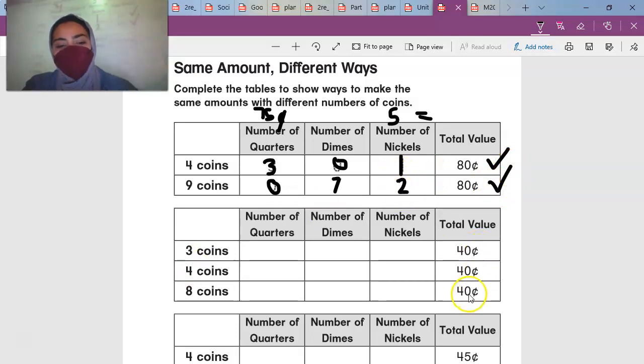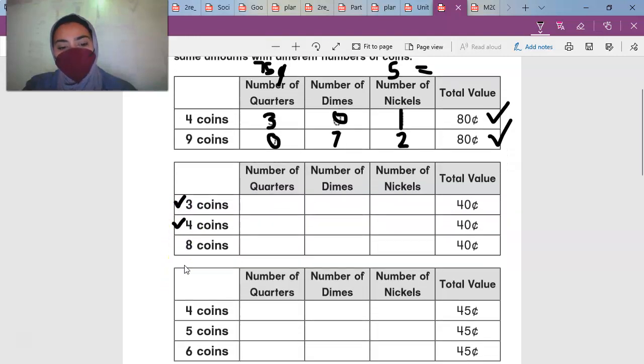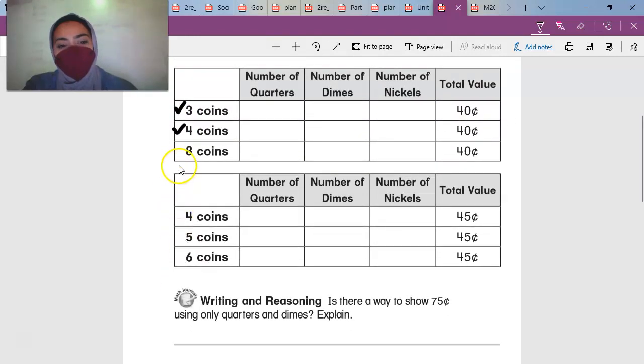They want you to make 40 cents 3 different ways. But the trick is, the first way you can only use 3 coins, the second way you can only use 4 coins, and the third way you can only use 8 coins. Let's talk about one of these ways. What's a way we can make 40 cents using only 3 coins? Renaya? 1 quarter, 1 dime, 1 nickel.